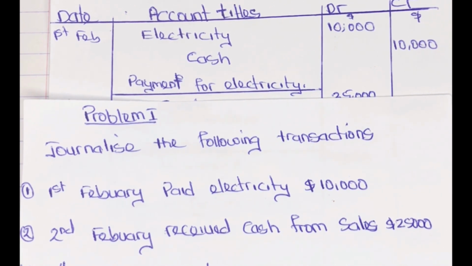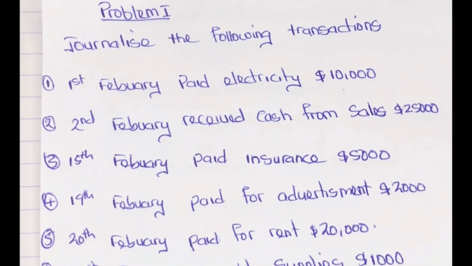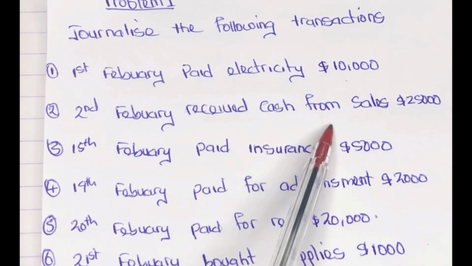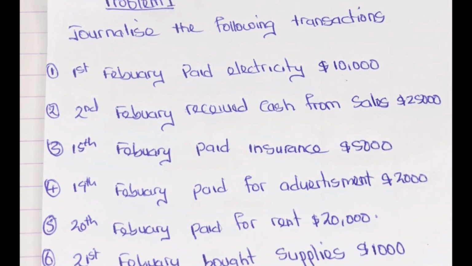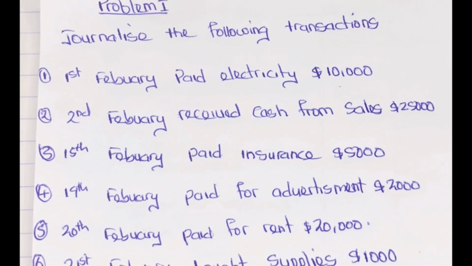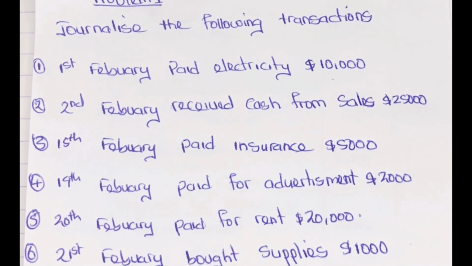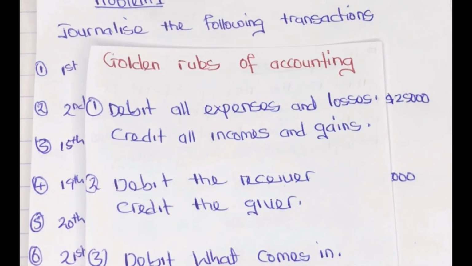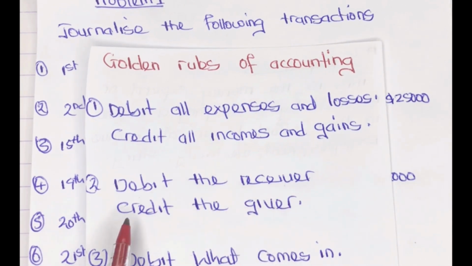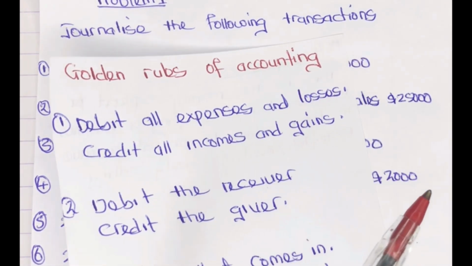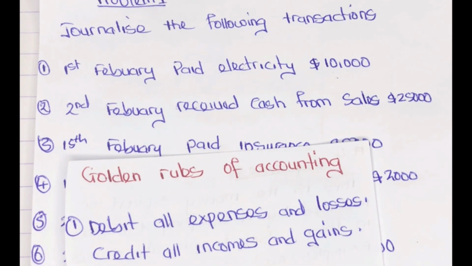And then the next one says 2nd of February, receive cash from sales $25,000. So you need to identify the accounts in this transaction. The first account is the cash. The business is receiving cash. So when an account is receiving, go back to the golden rule. It says debit the receiver and credit the giver. So which account is receiving? The business is receiving what?